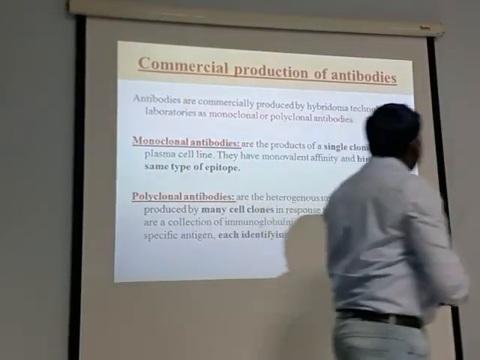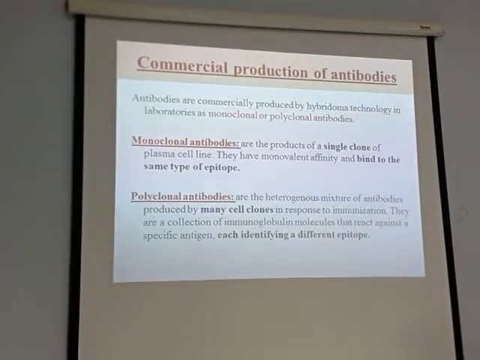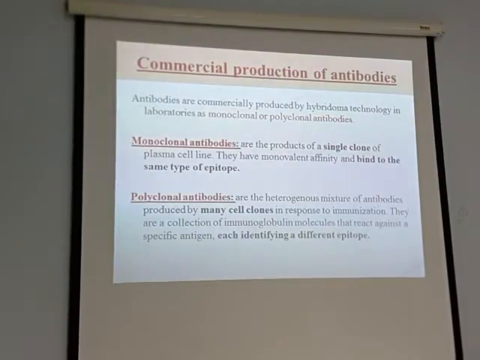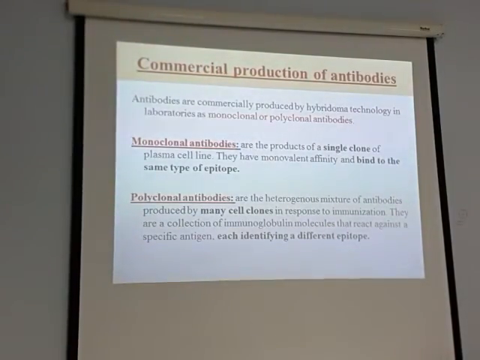Now, commercial production of antibodies. There are 2 types of antibodies which are actually produced inside our body, right? But commercially we can also produce antibodies. These are called monoclonal antibodies and polyclonal antibodies. These 2 types of antibodies we produce in laboratories. Monoclonal antibodies: mono means one. This type of antibody is produced from a single cell line, a single plasma cell line.